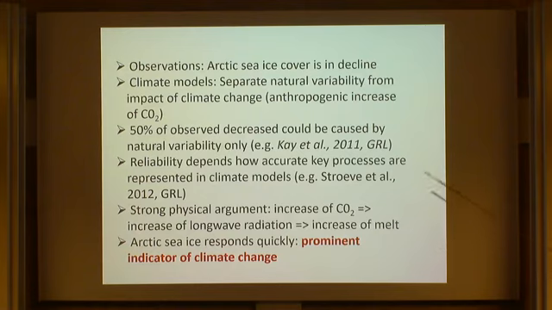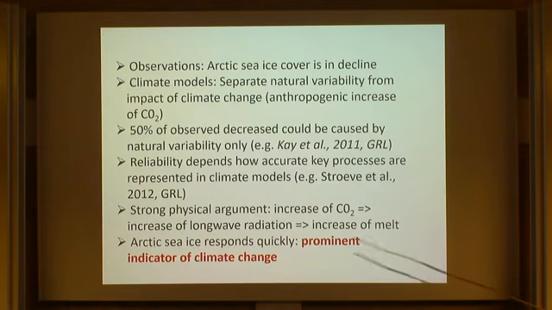This is not so easy to distinguish, and of course it depends a bit on how accurate the models are. But I think at present, around 50% of this decrease can actually be caused, it's possible that it is caused, by natural variability. But on the other hand, it means that 50% of the observed decrease must be due to climate change. Of course, how reliable the numbers are depends on how accurately the key processes are represented in the climate models.